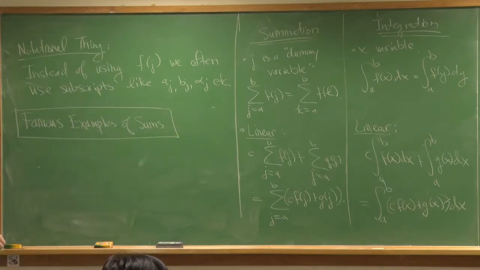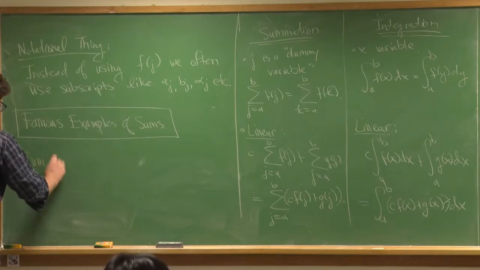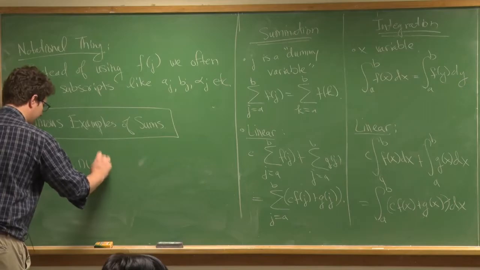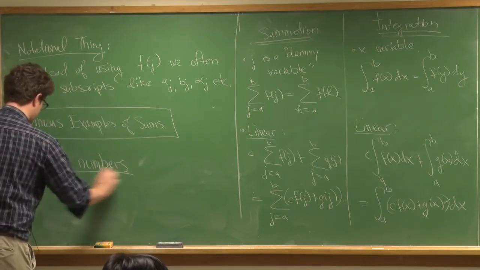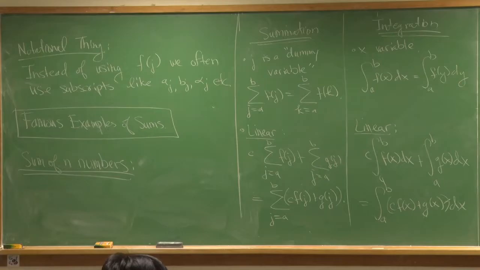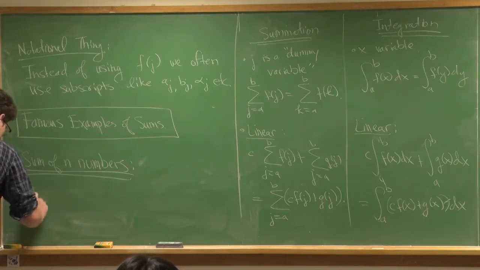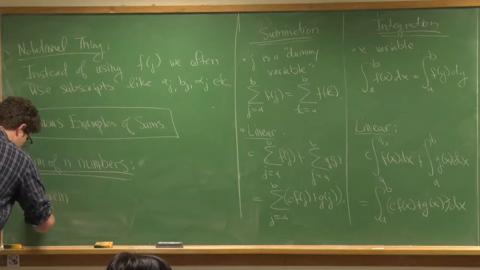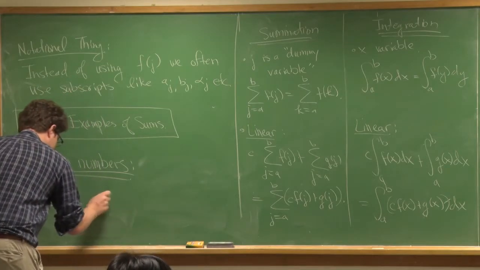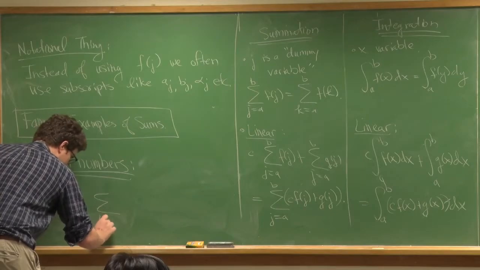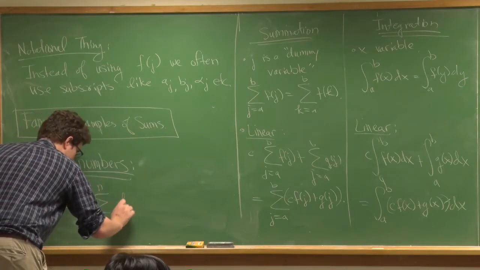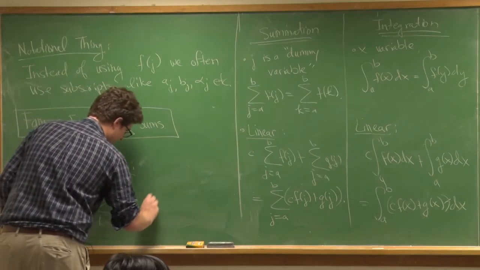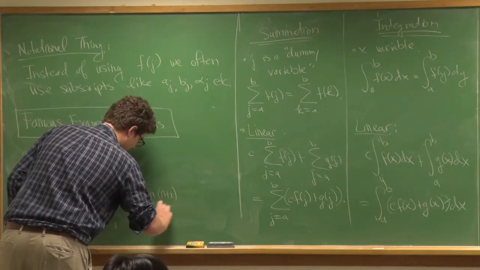Okay, so I'm going to start with the sum of n numbers. And maybe you guys have heard this story. Okay, so there is a story, but let me just tell you the theorem first. Here's the theorem. It says that the sum from k equals 1 up to n of k is just equal to n times (n plus 1) divided by 2.